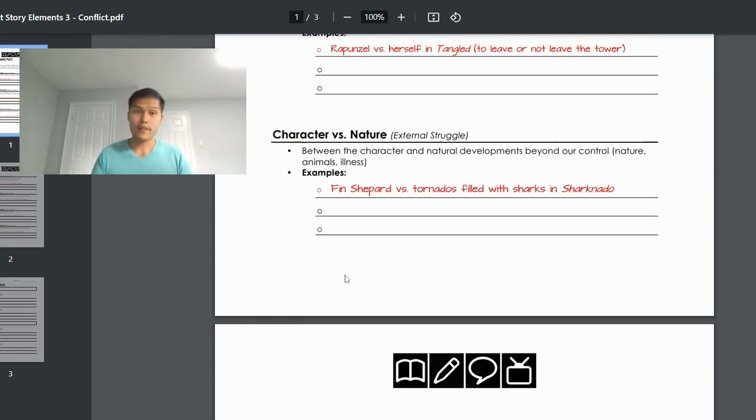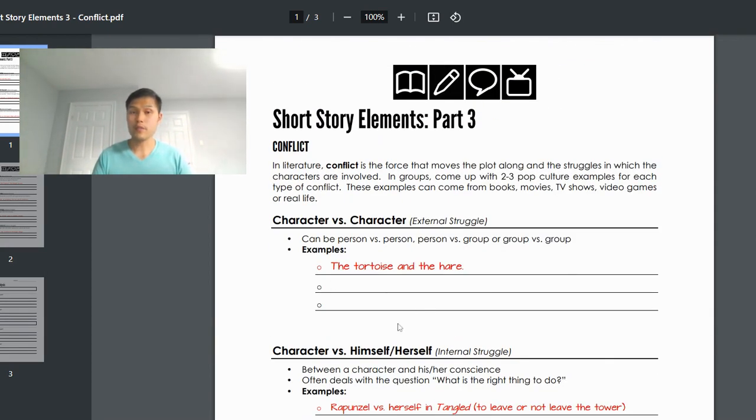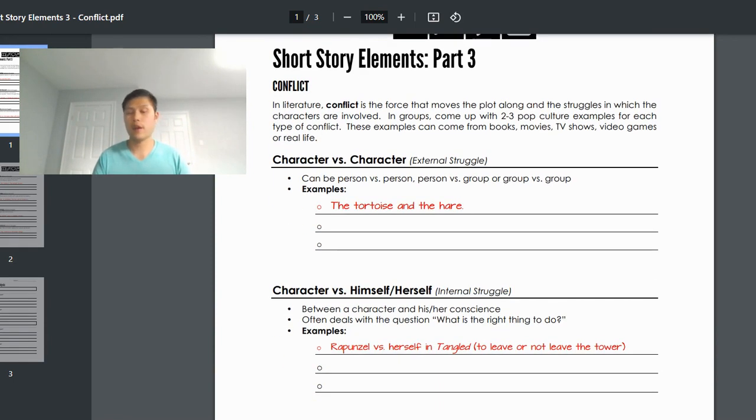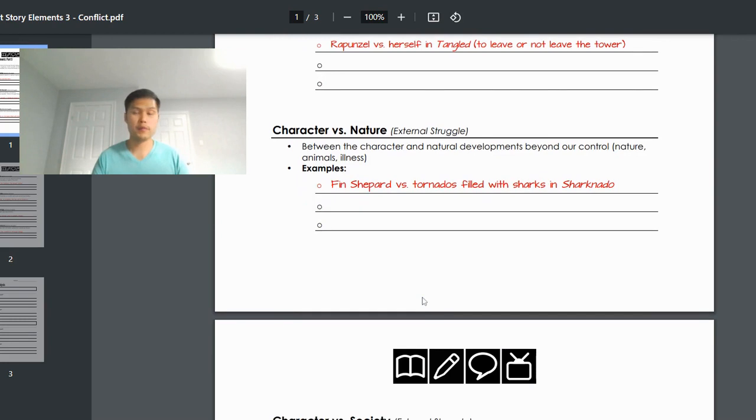So for practice, you should fill this table out. Basically, give 2 examples for every single conflict. So 2 examples for character versus character, 2 examples for character versus himself, 2 examples for character versus nature, and so forth.